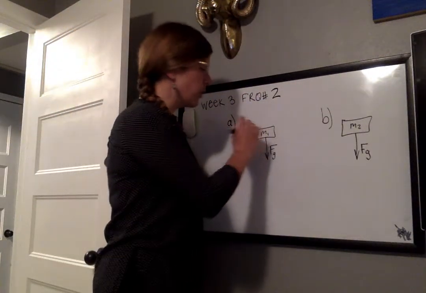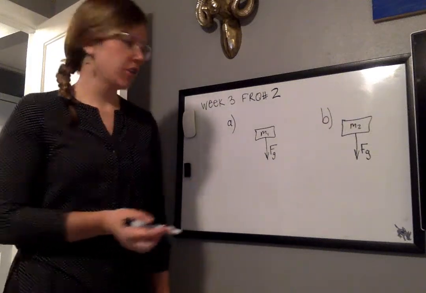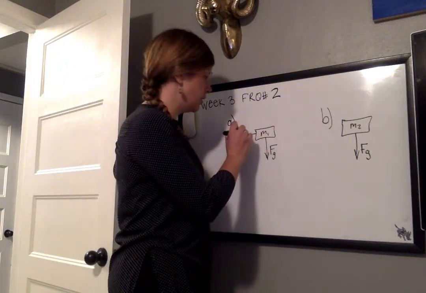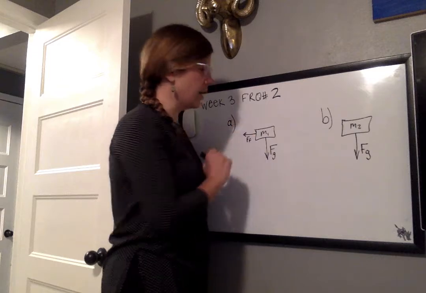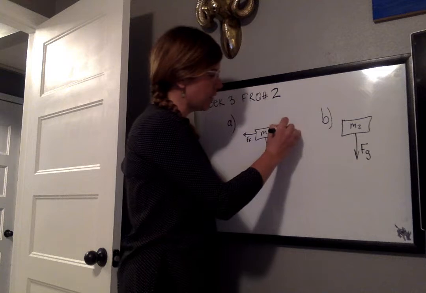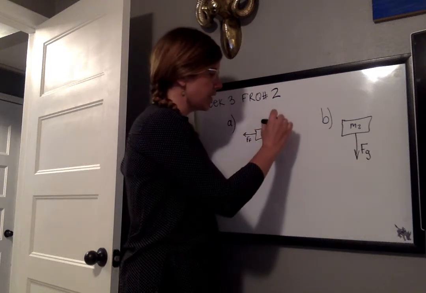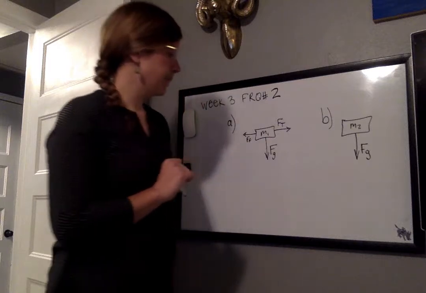We read in the problem that this is on a rough surface. So rough, I'm thinking already friction. So there must be a force of friction that acts in the opposite direction of the motion. I know that the object is going to start moving that way because there is a force of tension connected by a rope.